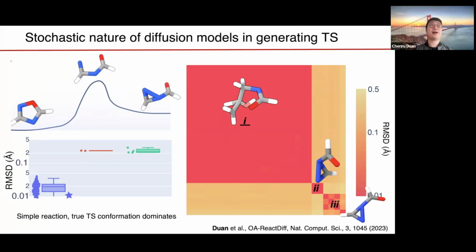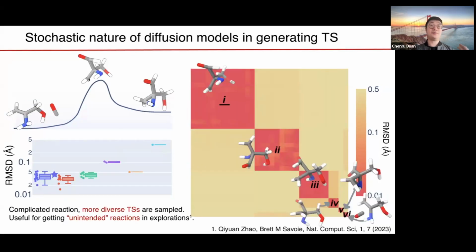For example, here is a five-member ring opening reaction forming a 3-member ring. Out of the 128 rounds of the reaction, we see the majority of them generate transition states that are pretty similar to the true transition states, with very minimal change in the RMSD. However, there are still a few cases where we generate structures that are different compared to the true transition states, even though they are also saddle points on the potential energy surface.